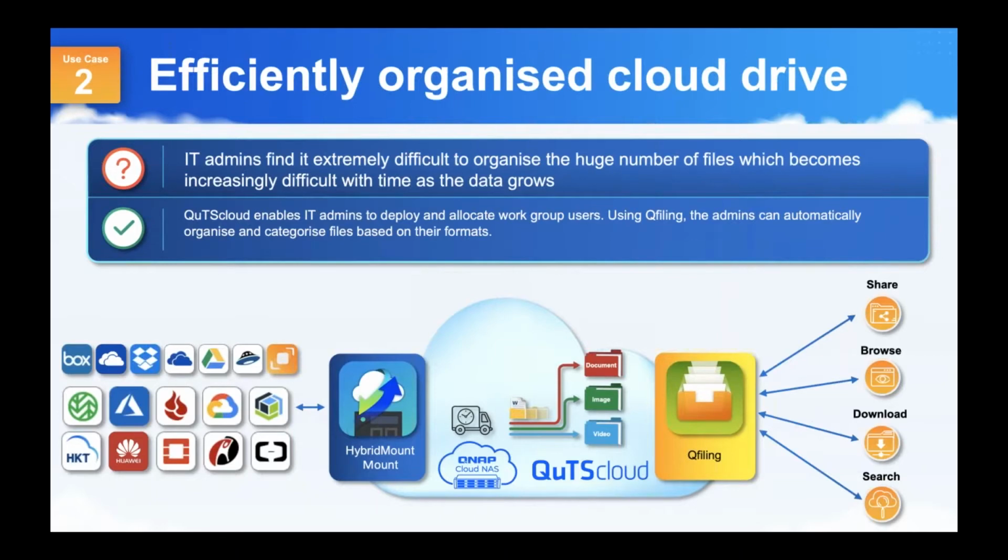The huge amount of data that enterprise companies now have to deal with is not only difficult to manage, but difficult to organize as well. As the data grows, so do the files and the number of files, etc. So keeping that structure organized is a real challenge. QuTS enables IT admins to deploy and allocate workgroup users to help with this. And using QFiling, the admins can automatically organize and categorize files based on their formats. Users can store, access, and share files with other users using the File Station web interface or the QFile mobile app, and then use Qsync for that collaborative remote working piece, which is currently so important.